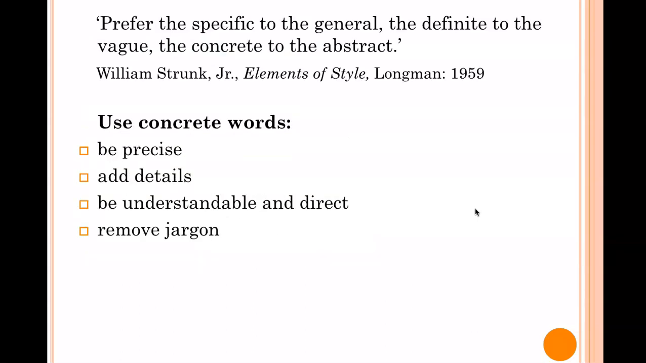Prefer the specific to the general, the definite to the vague, and the concrete to the abstract. This is said by William Strunk. Use keywords to be precise, try to add details, and be understandable and direct while writing your sentences. And remove the use of jargon words, the words that are no longer used or which are specific to a particular domain.